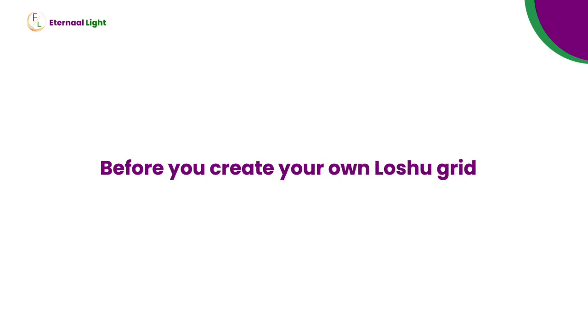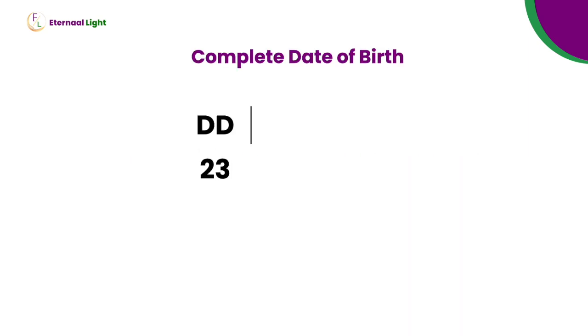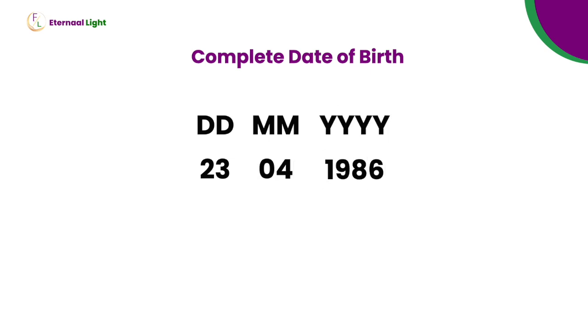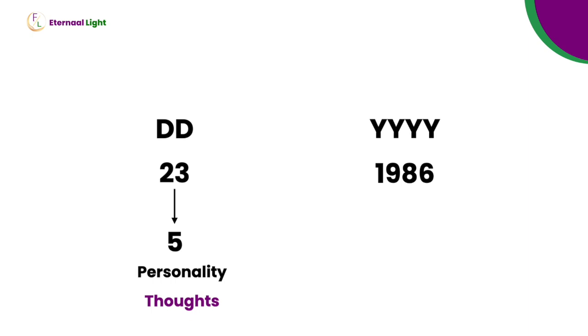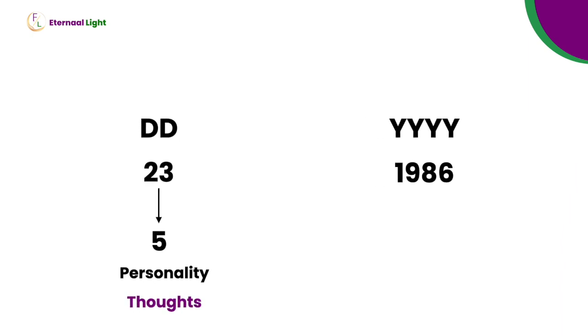Let's get started. Before you create your own Loshu grid, you write down your complete date of birth in DD, MM, YYYY format. First you take the day of birth and reduce it to a single digit number. In this case we get 5. This is your personality number, and your thoughts come from your personality number. This is also important information. Make a note, please.